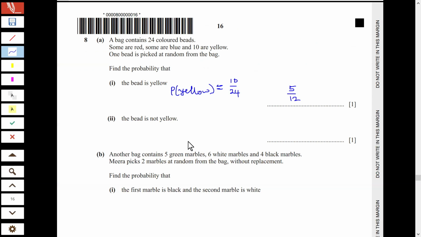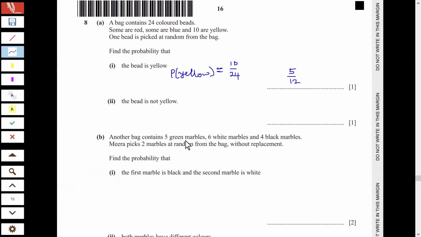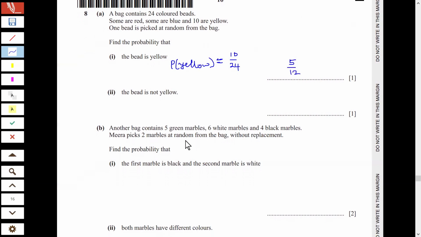Now, the second question says, find the probability that the bead is not yellow. Okay, probability of not yellow, P of not yellow, is equal to 1 minus the probability that the bead is yellow.